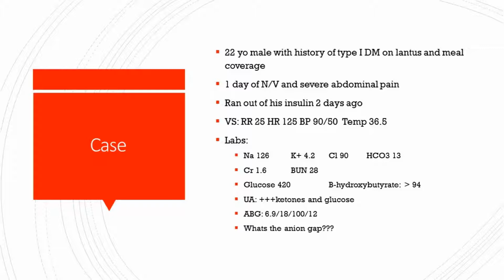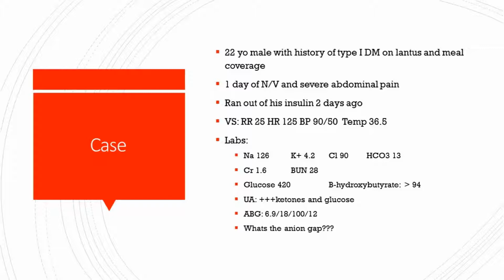And these are the lab values that are often associated with DKA. You'll see a low sodium, potassium is 4.2, chloride's 90. The big thing about it is bicarb's 13. And then things like positive beta-hydroxybutyrate, and a glucose of 420. Something that's really important for us is the anion gap.